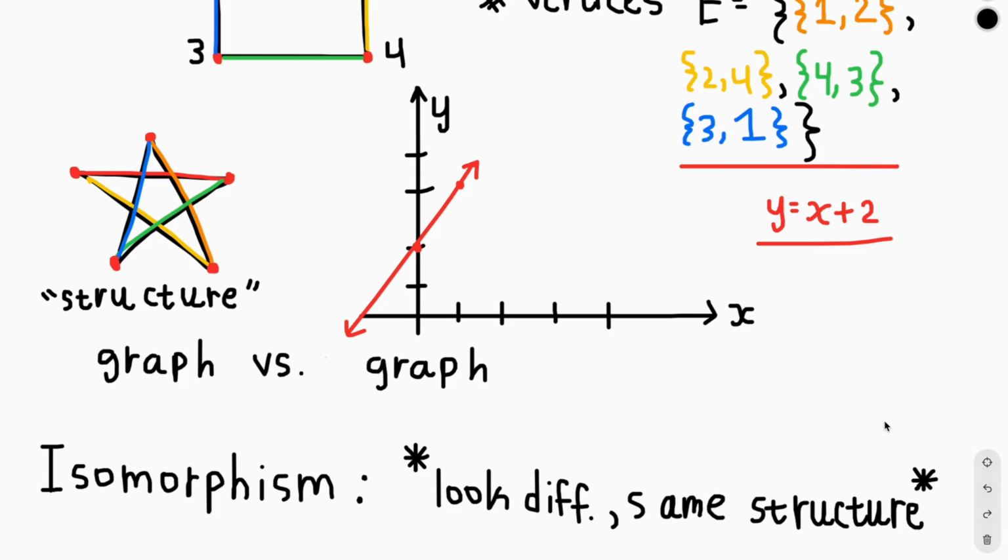But when we analyze the structure using some of the tools we'll see in our isomorphism definition, like mapping, we'll see that really they are the same graphs. And it could also go the other way, right? Just because two graphs look similar doesn't mean that they are the same graph.